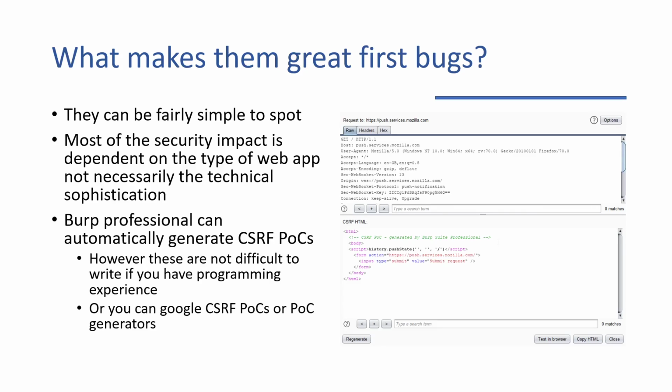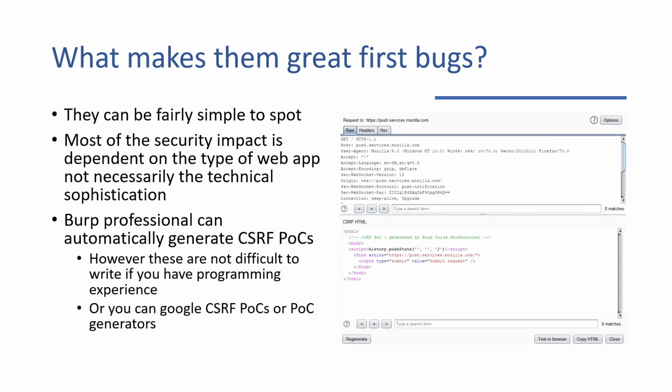Burp Professional can automatically generate CSRF POCs. That really helps. However, they're not really difficult to write if you have programming experience. Mine will be in the description if you want to use that. Or you can Google CSRF POCs or POC generators. They will all do the same thing.